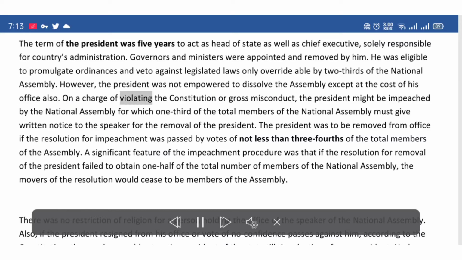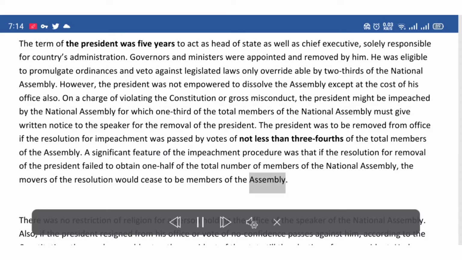On a charge of violating the Constitution or gross misconduct, the President might be impeached by the National Assembly, for which 1/3 of the total members of the National Assembly must give written notice to the Speaker for the removal of the President. The President was to be removed from office if the resolution for impeachment was passed by votes of not less than 3/4 of the total members of the Assembly. A significant feature of the impeachment procedure was that if the resolution for removal of the President failed to obtain 1/2 of the total number of members of the National Assembly, the movers of the resolution would cease to be members of the Assembly.